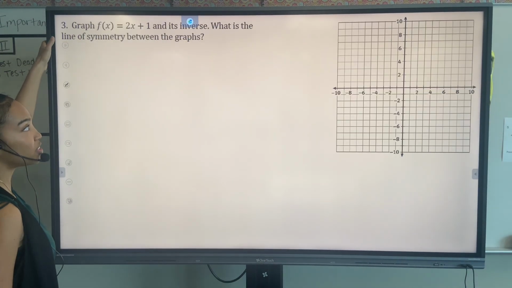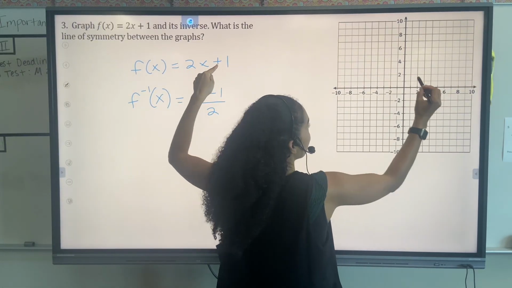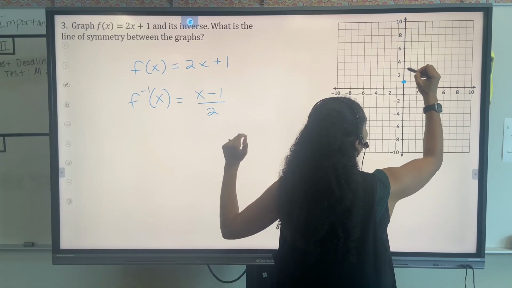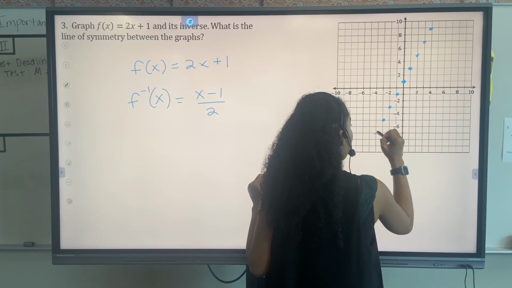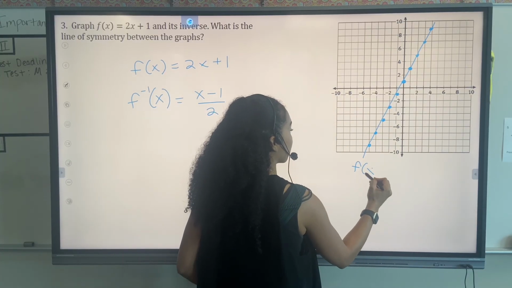Now let's graph these two problems. Let's graph it. The original one, your y-intercept is at 1, and your slope is 2, so up 2 over 1. Okay, that's f of x.